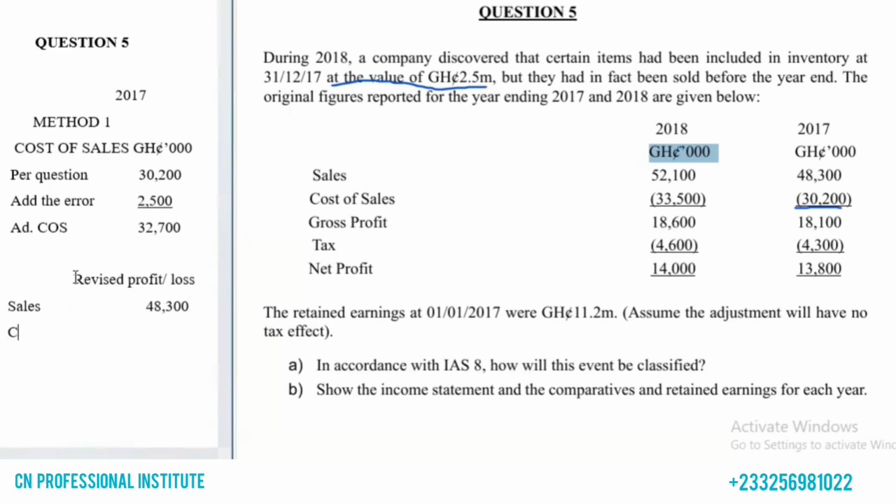the cost of sales. The cost of sales is what we just adjusted. So we are going to use the revised cost of sales, which is 32,700 that we computed. Okay. So we are just going to use the adjusted cost of sales instead of the one containing the error. So instead of using the 30,200, we've revised it and it's now 32,700. So that's what we are going to use.